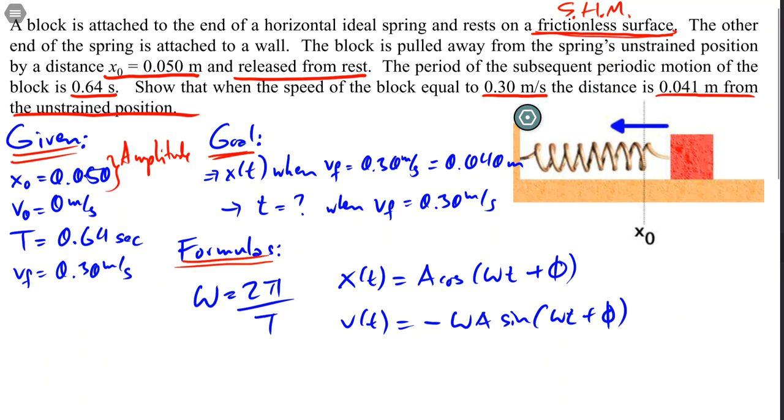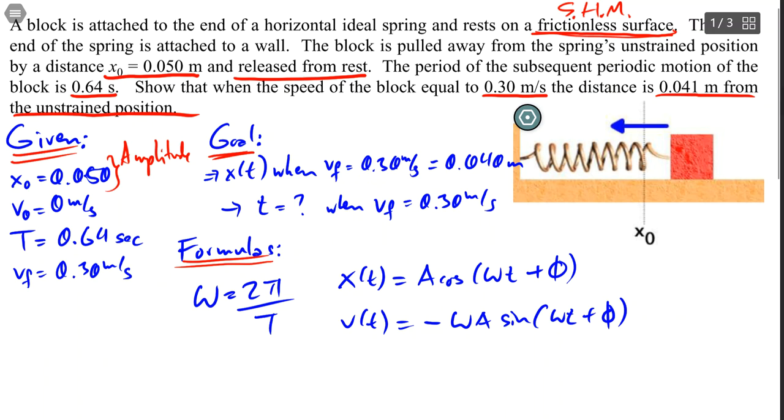Now, we'll need to break this down a little bit. It says to show that when, keyword when, the speed of the block is equal to 0.3 meters per second, the distance is 0.041 meters from equilibrium or the unstrained position. I wrote this down, hopefully it's not that confusing. It's asking for the position when that is the speed.